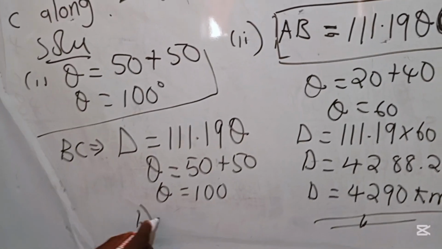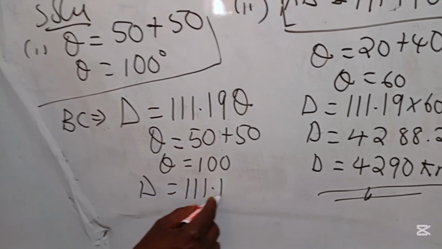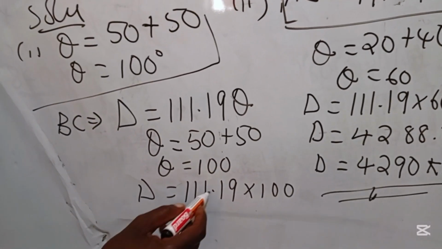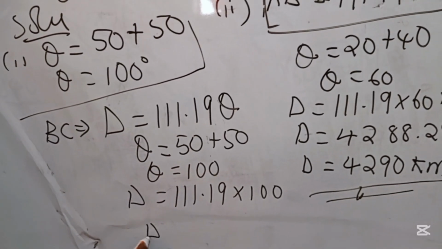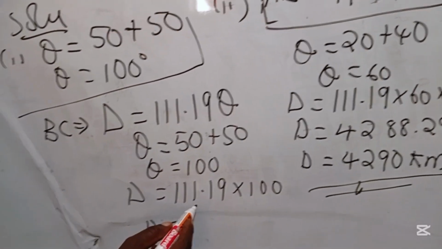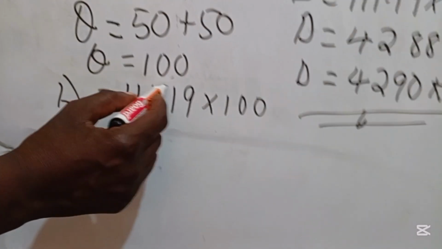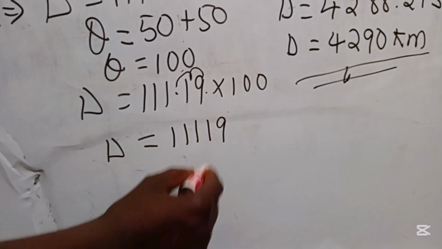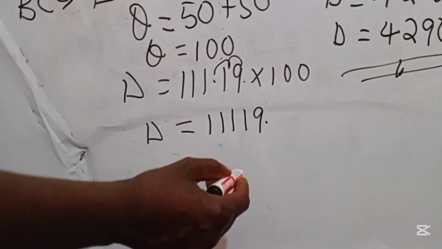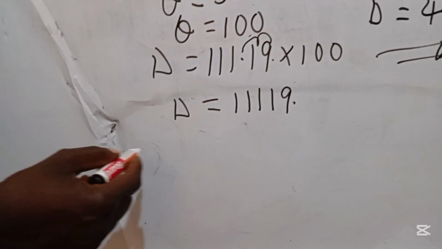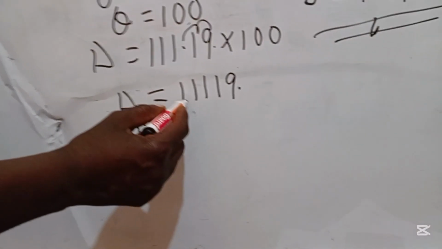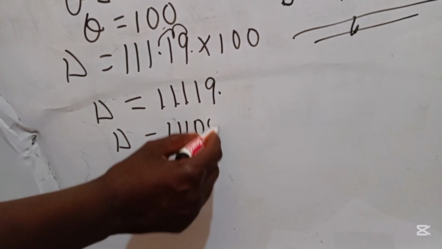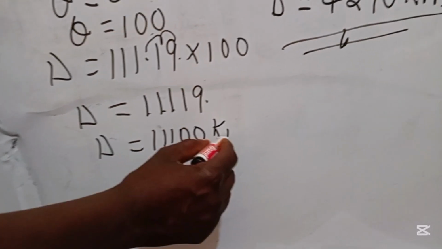So distance is equal to 111.19 multiplied by 100. You agree with me that the decimal point will move 2 places. On this one, I feel I'm better than the calculator, because it's a matter of moving the point 1, 2, so it will be 11119. Now I have to wind up to 3 significant figures: 1, 2, 3. The next digit is less than 5, so the rest are replaced by zeros, in kilometers.